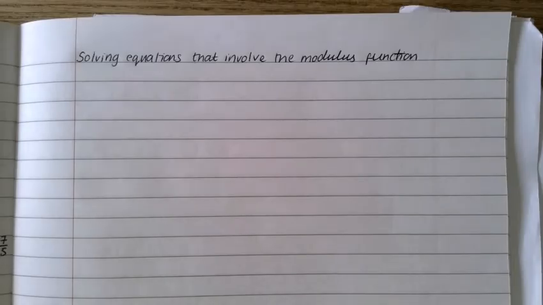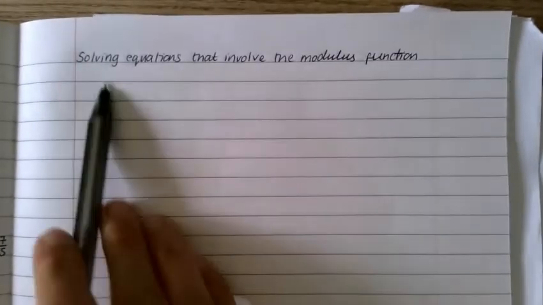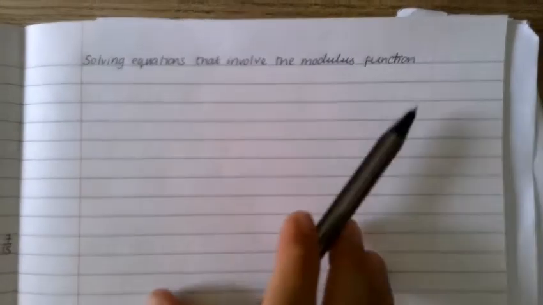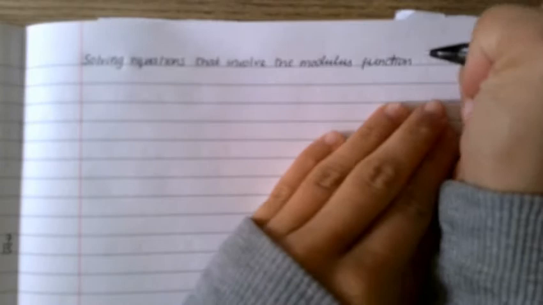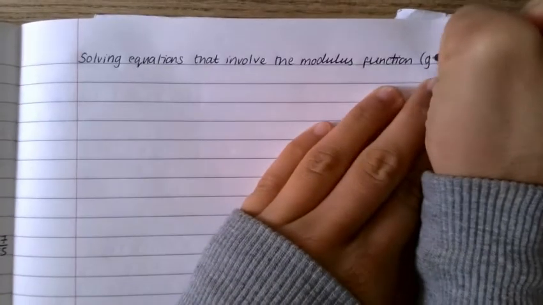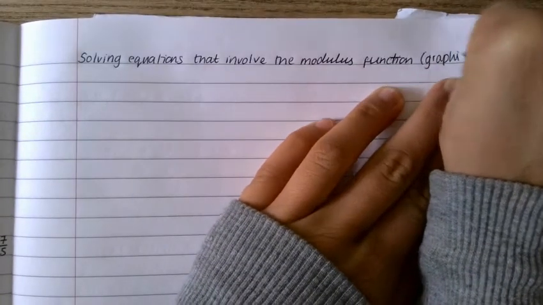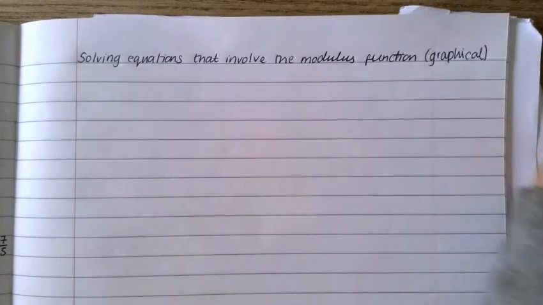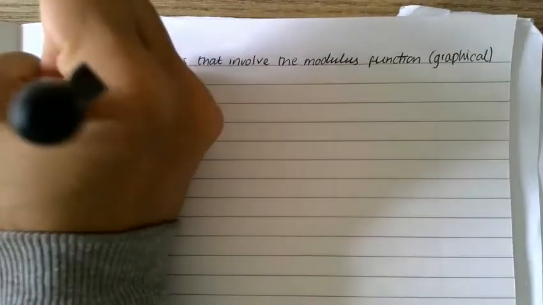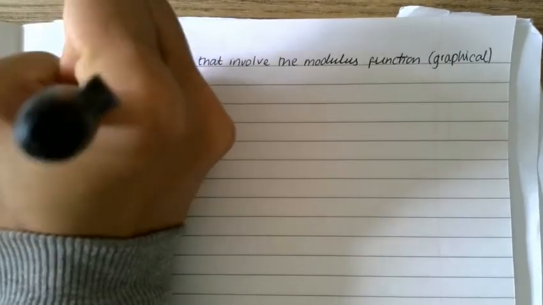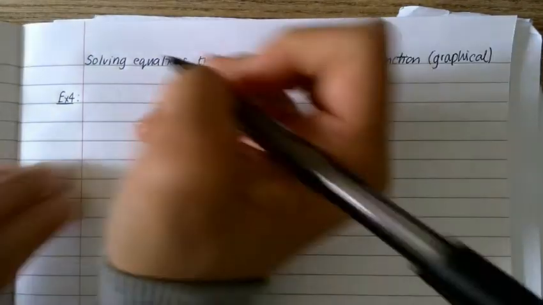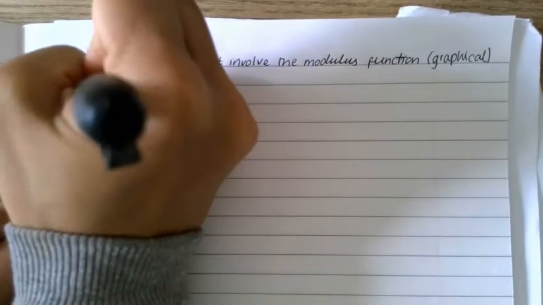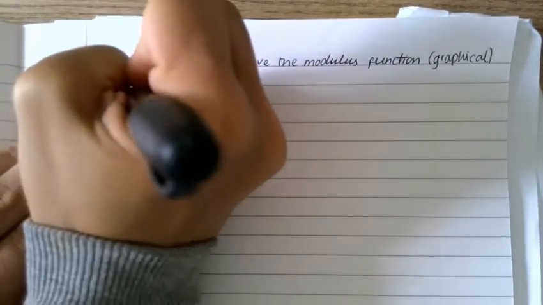Okay everyone, so the next thing we're going to look at is solving equations that involve the modulus function, and the method that we use to do this is purely graphical. We use graphical methods to solve equations that involve the modulus function. So this is example 4 that we're looking at now. Now example 4 wants us to solve this equation. It's the modulus of 2x minus 1 equals 5.